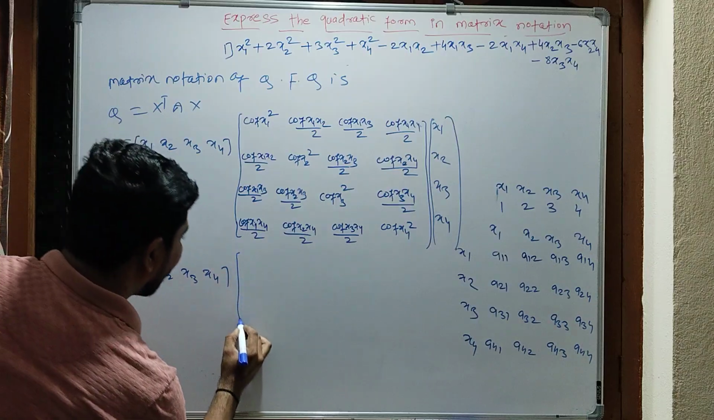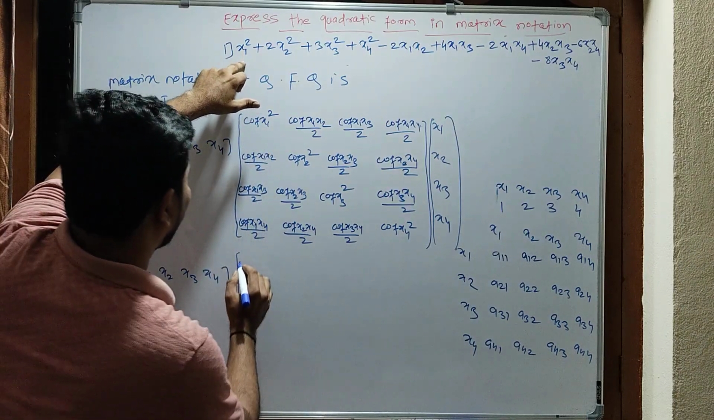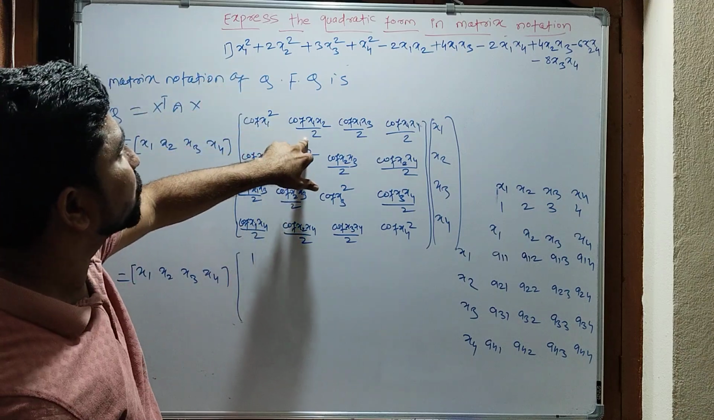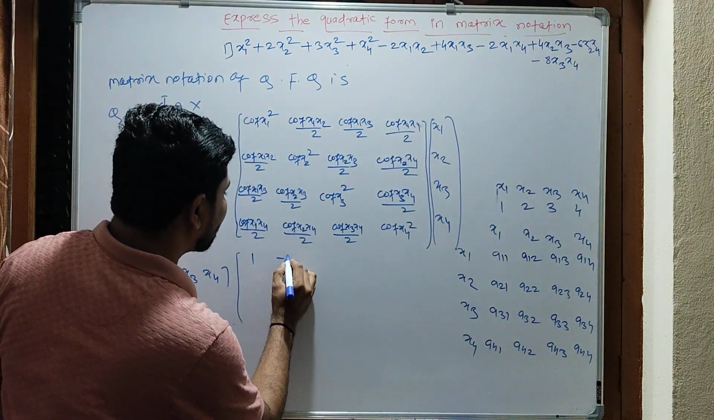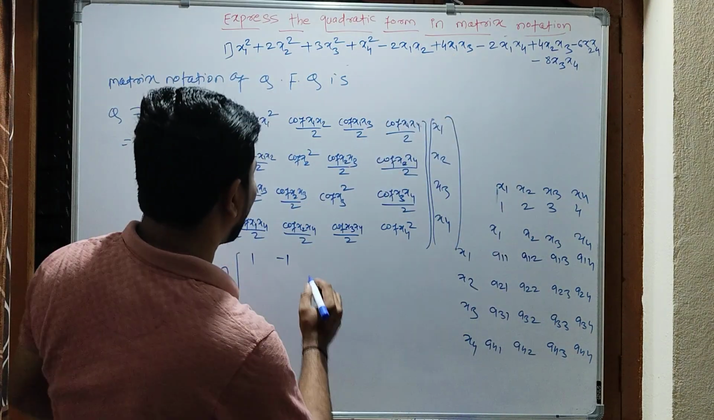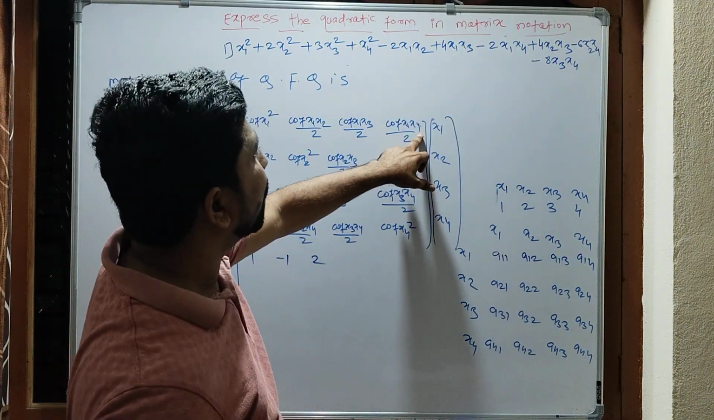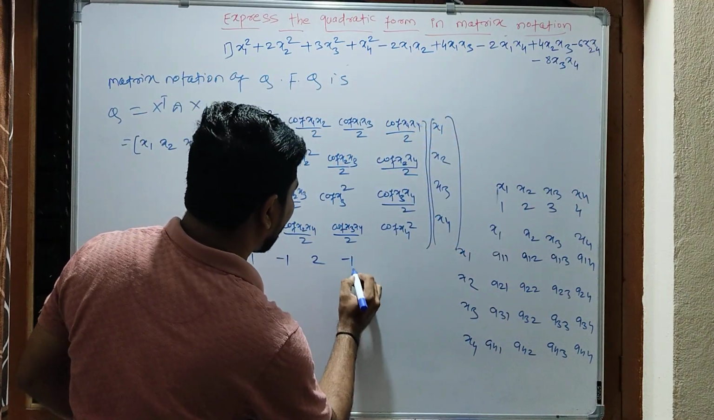Now here write the matrix. So here I will write the matrix. Coefficient of x1 square is 1. Coefficient of x1 x2 is minus 2 by 2, that is minus 1. Coefficient of x1 x3 is 4 by 2. Coefficient of x1 x4 is minus 2 by 2, that is minus 1.